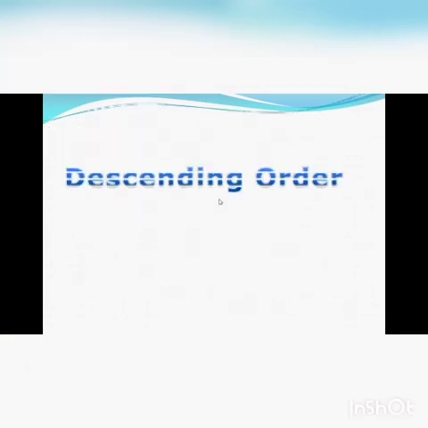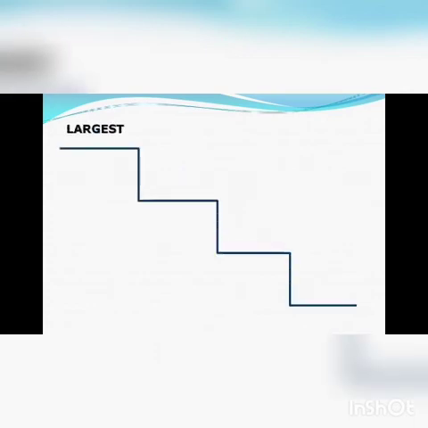Now let's see what is descending order. What do you mean by descending order? When we arrange the numbers from largest to the smallest, we call it as descending order. It is also called as decreasing order. Now let's see this with an example.